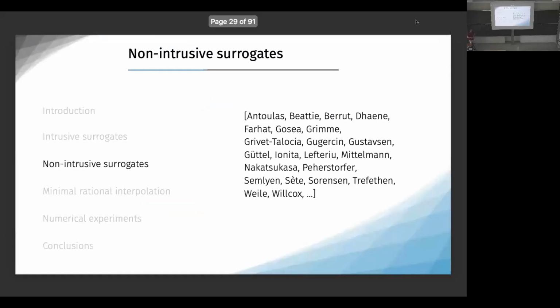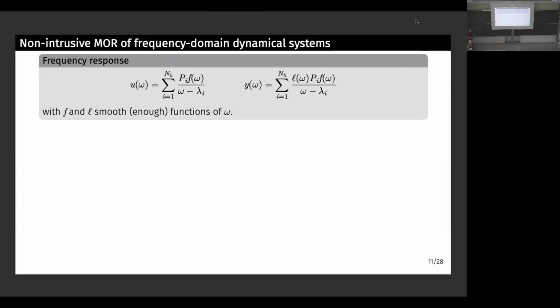All right. Now, let's move now to non-intrusive surrogates. And essentially here, again, many people have worked on this. And what I will present is just an overview of some of the standard methods for non-intrusive surrogate modeling of frequency domain problems. So here, to understand how we build a non-intrusive surrogate, we have to go back a bit more. We have to remember that the quantities we're actually approximating have this kind of structure, if you remember. And the structure that you see here, assuming that, of course, the right-hand side and the measurement operator depend in a smooth enough way on omega, we can conclude basically that u and y are meromorphic.